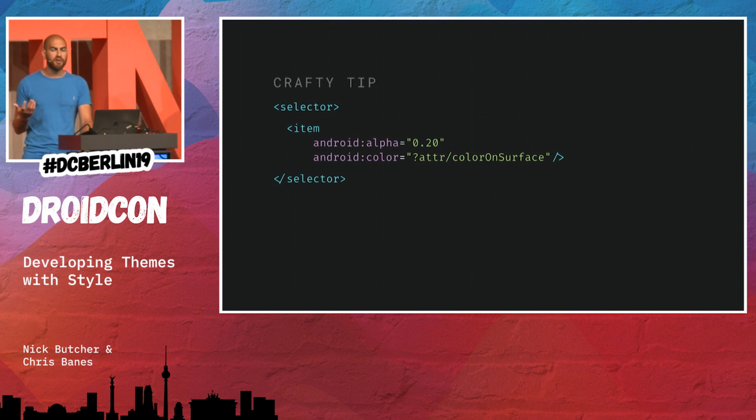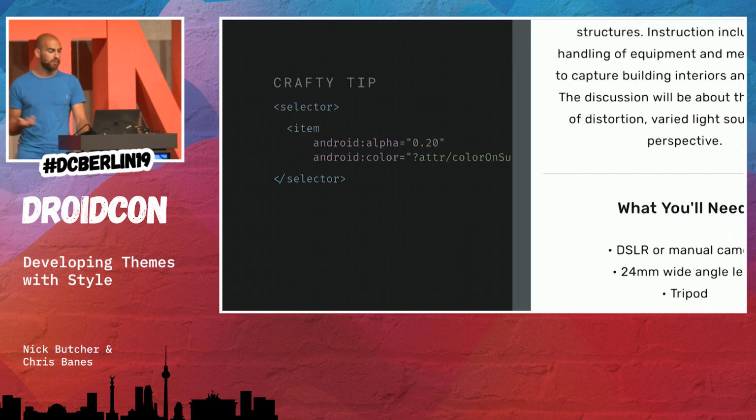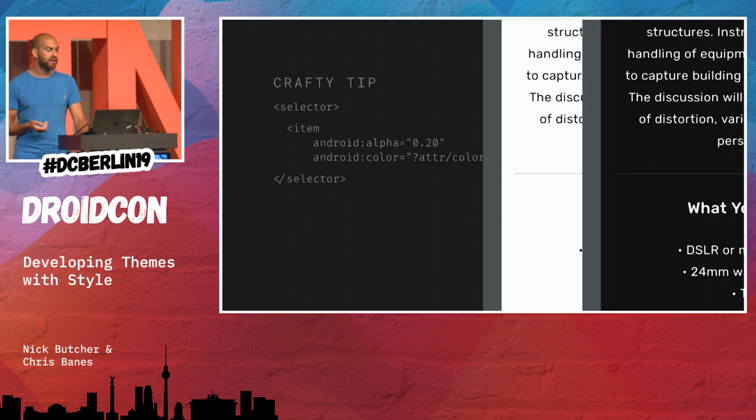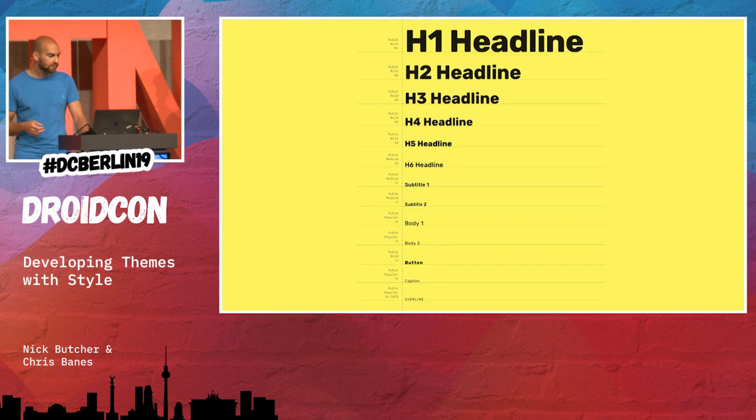A great tip is using these on colors in combination with the single item color state list trick that Chris talked about earlier. So say, for example, I want to draw a divider here. I can reference the color on surface and just provide a different alpha value here, 20%. And as such, this divider in the middle will get 20% black on a light screen and 20% white on a dark screen. So I don't have to provide two different colors where you end up with 50 shades of gray in your colors XML file and you never know which one to use.